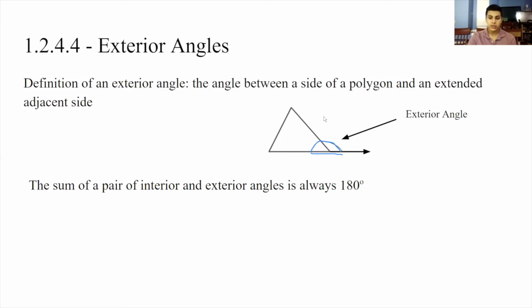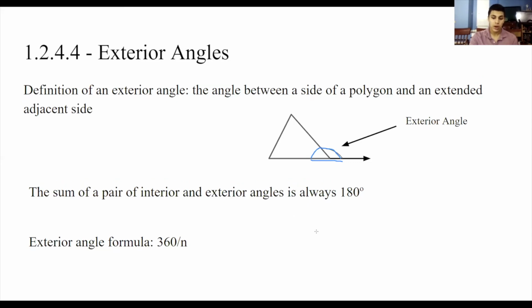So another really useful rule about exterior angles is the exterior angle formula. All the exterior angles in a shape will always add up to 360 degrees. No matter how many sides a shape has, the exterior angles will always add up to 360 total. And so with this, we can create a formula to find the total number of degrees per exterior angle in a regular polygon. The reason that this doesn't work in non-regular polygons is because the exterior angles will be different.